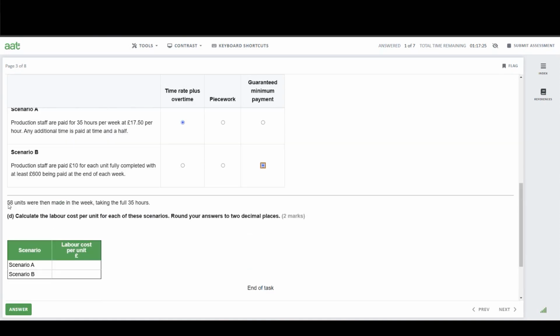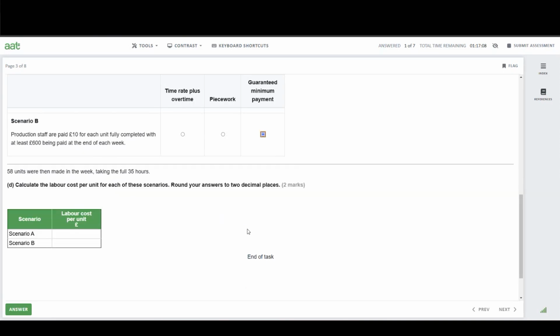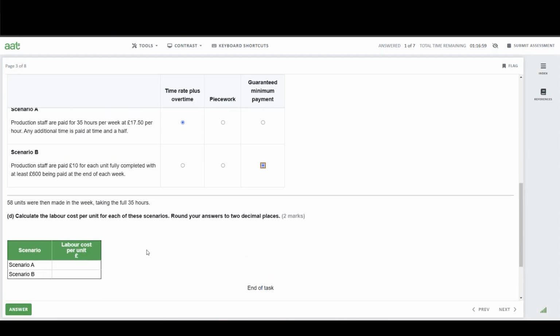So moving on, we're told that 58 units were made in the week, taking the full 35 hours. We're asked to calculate the labour cost per unit for each of these scenarios and round our answers to 2 decimal places. So that vital piece of information there, round to 2 decimal places. So look at the table. It gives us scenario A and B, and it's asking for a labour cost per unit. I will confess, the first time I went through this, I merrily calculated the weekly wage. Okay, that's not what it's asking us for. It's asking us to work out the cost per unit. So do read the instructions very carefully.